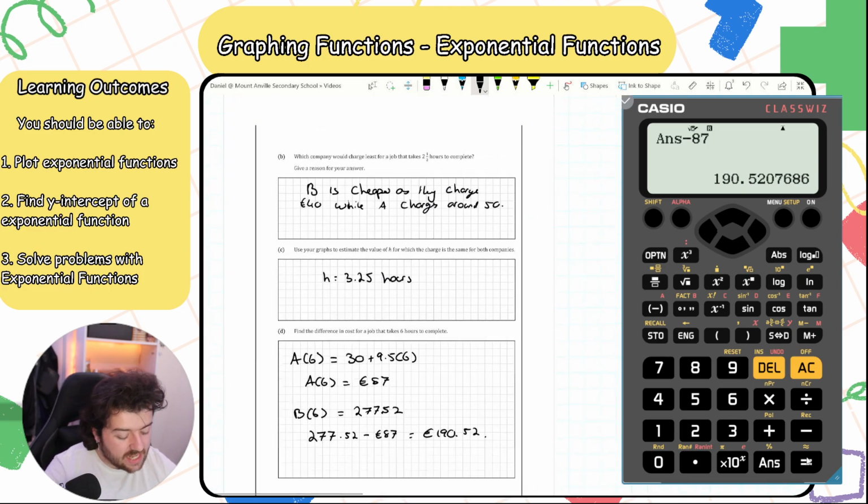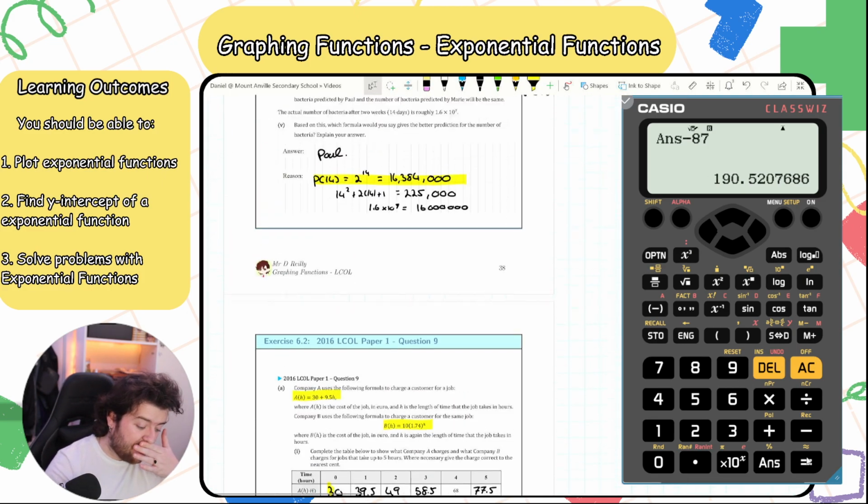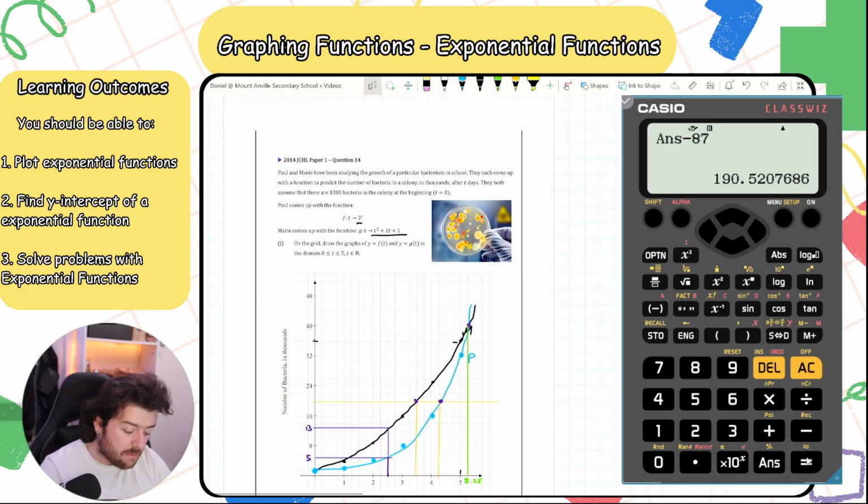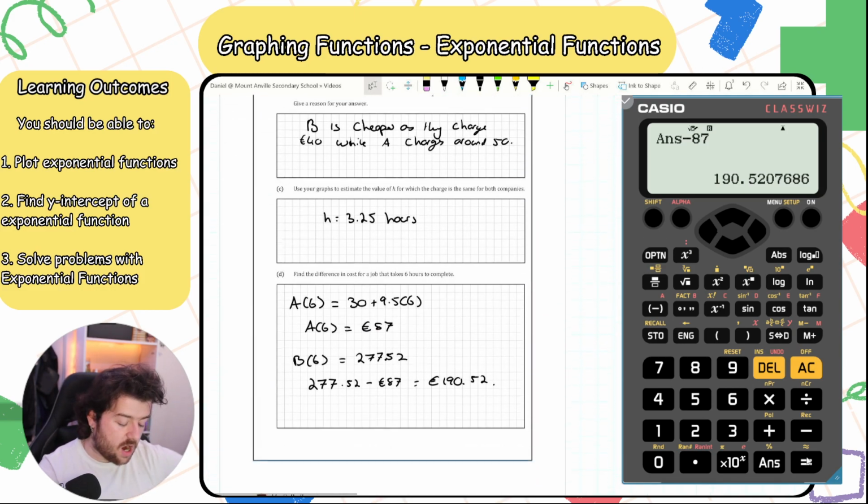And that's it. That's exponential equations. That's a load of exam questions I've done there, and they don't really get much crazier or harder than that.